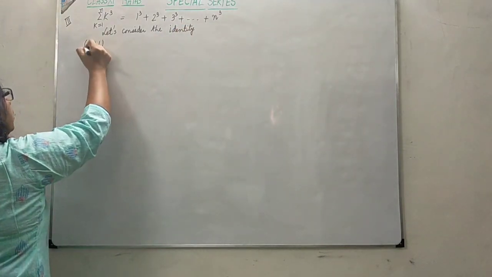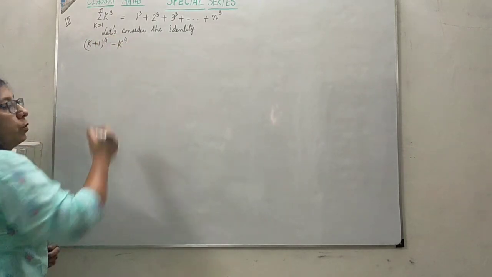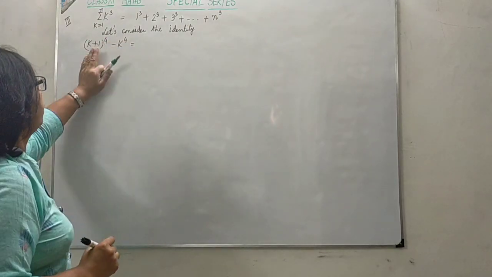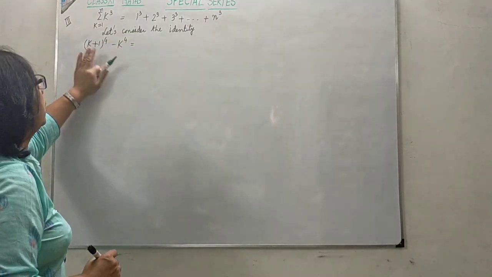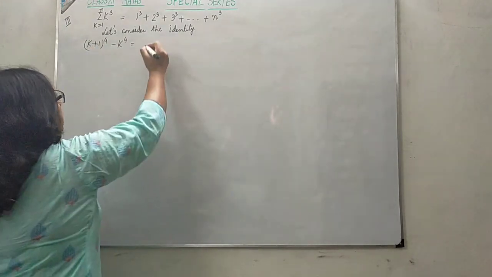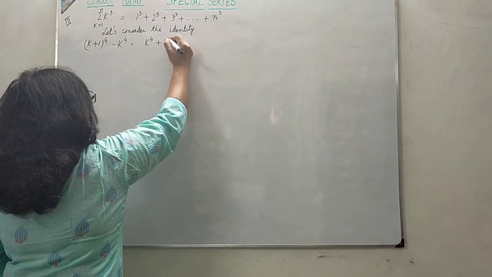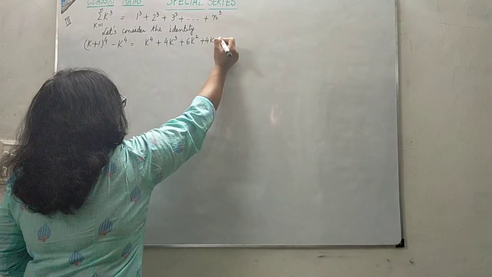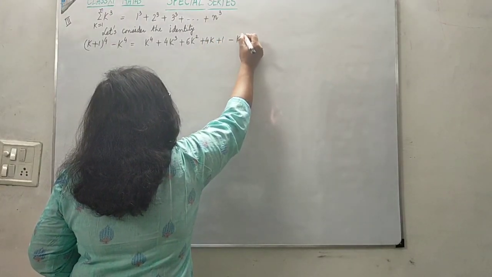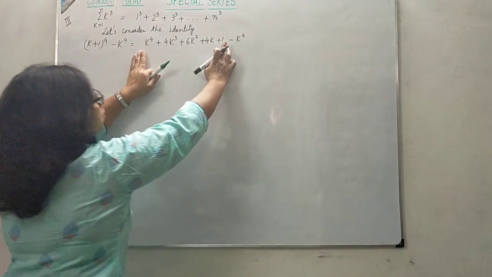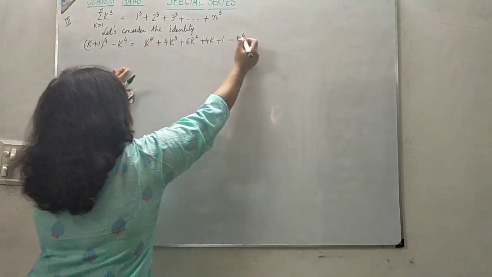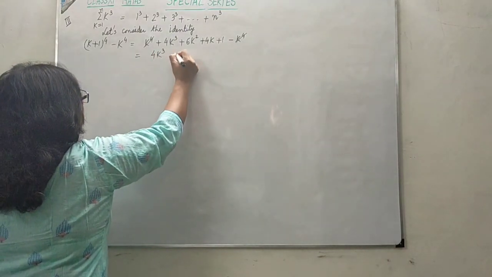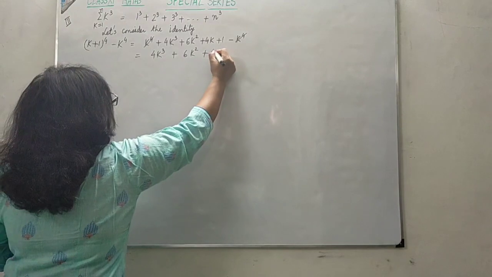(k+1)^4 - k^4. I have taken the power 4 here, and if I open this with the help of (k+1)^2 and so on, or if I use the binomial theorem, this will be k^4 + 4k^3 + 6k^2 + 4k + 1 - k^4. This is just the simplification of this expression, and I can see that the k^4 terms cancel. So we are left with 4k^3 + 6k^2 + 4k + 1.